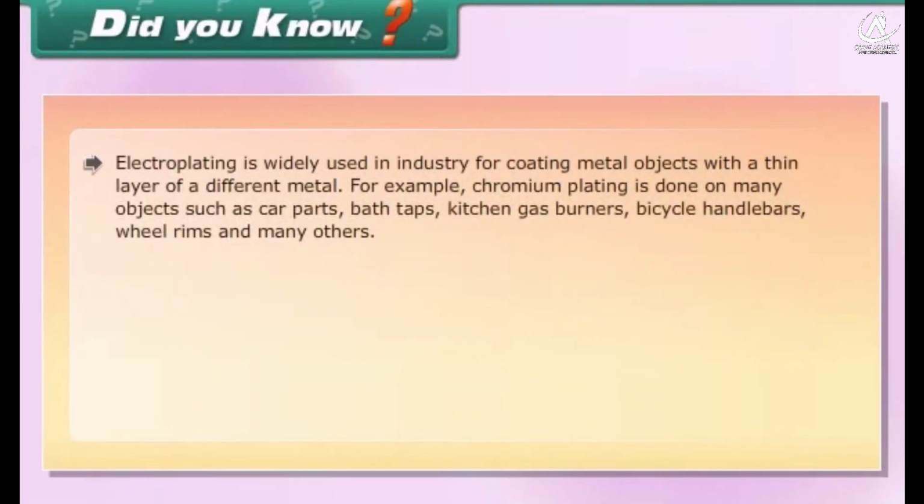Did you know? Electroplating is widely used in industry for coating metal objects with a thin layer of a different metal. For example, chromium plating is done on many objects such as car parts, bath taps, kitchen gas burners, bicycle handlebars, wheel rims, and many others.